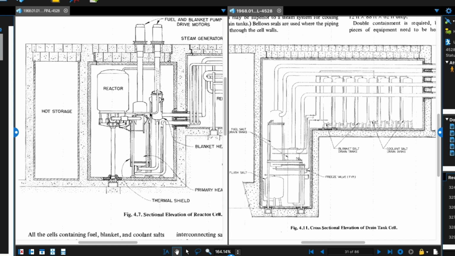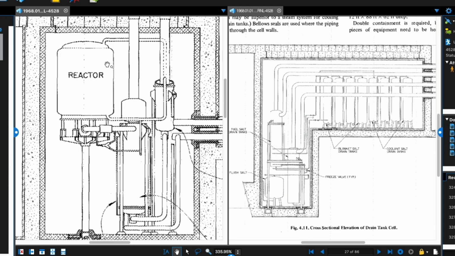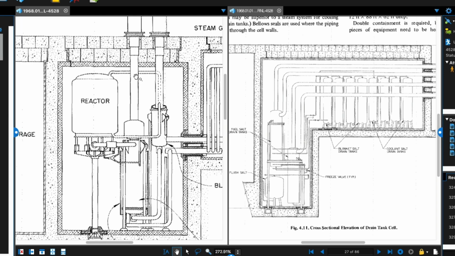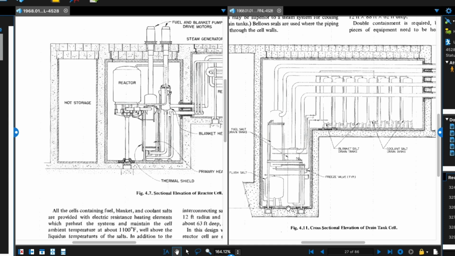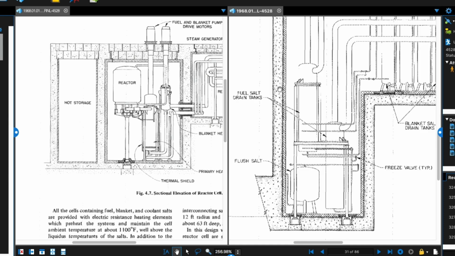Okay, let's take a look at the elevation of this reactor, primary heat exchanger, and the fuel salt drain tanks. The first thing we're going to notice is the reactor is way up high, the primary heat exchanger is way down low. There's a long shaft to get to the pumps in this area. And if you get them at the same scale and you line up the floors, you'll see that this floor is way down here. You'll also notice that there's two fuel salt drain tanks, one here and one here.